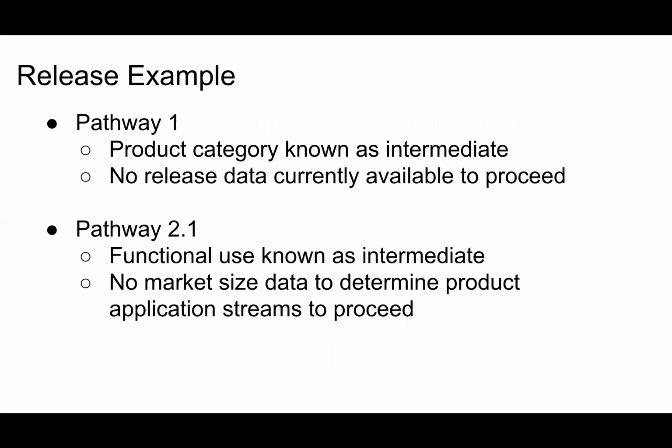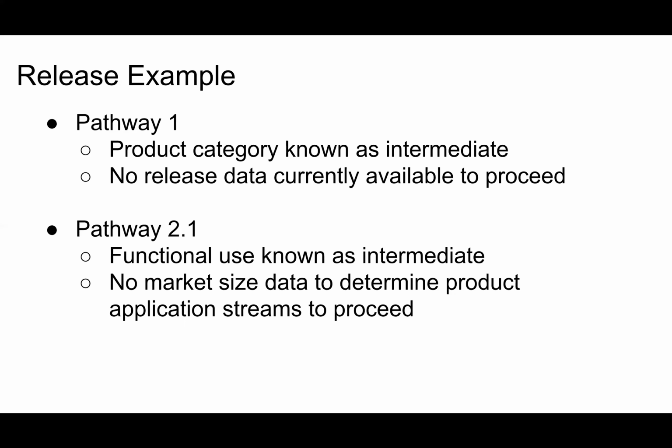So considering the different pathways presented before of the release framework, pathway 1 is where we have very detailed information, as we know the product category is intermediate. Unfortunately, there are no release factors currently available for intermediates because it's not covered by any of the SPERCs or EU-TGD as one of their product categories. So this path cannot proceed.